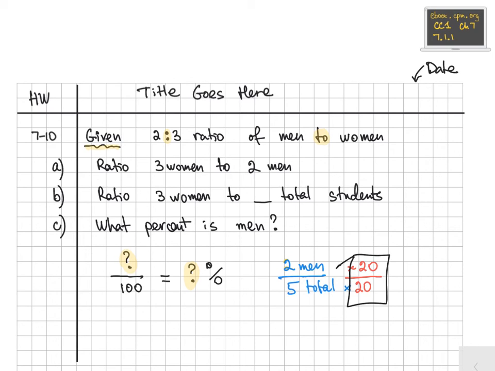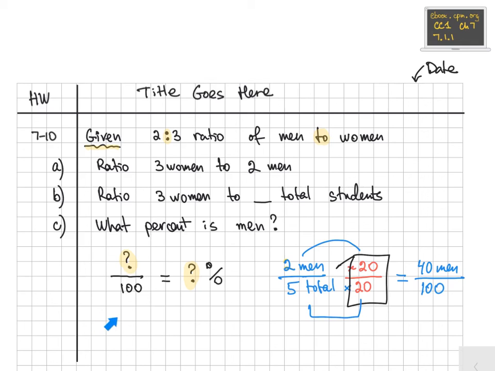Giant 1. And then on top, what is the new number? So 2 times 20, so that's 40 men. And our new number for the bottom is 5 times 20. That's what we wanted, 100. So now I have my mystery number. It's no longer a mystery, it's 40 out of 100. So the answer will be 40%.